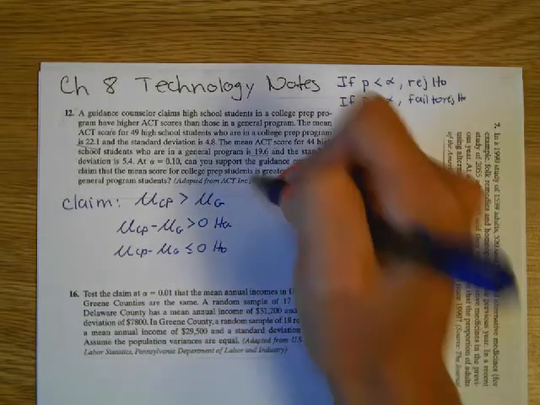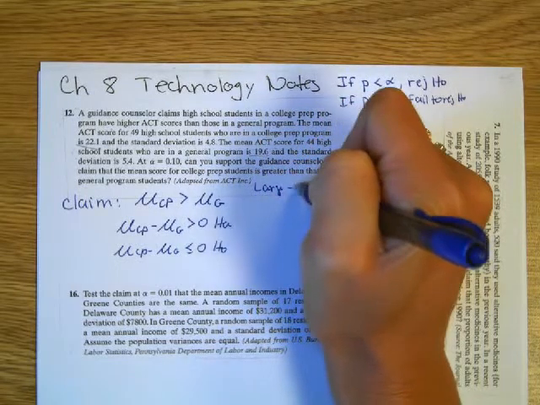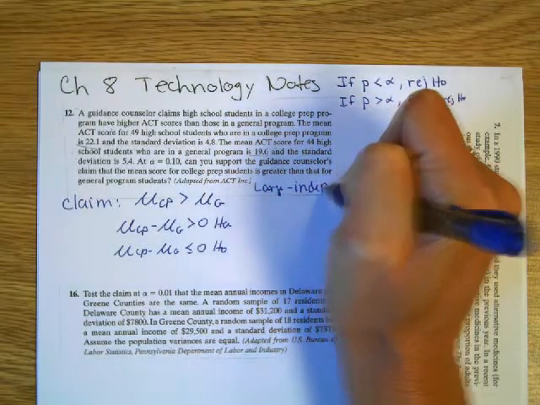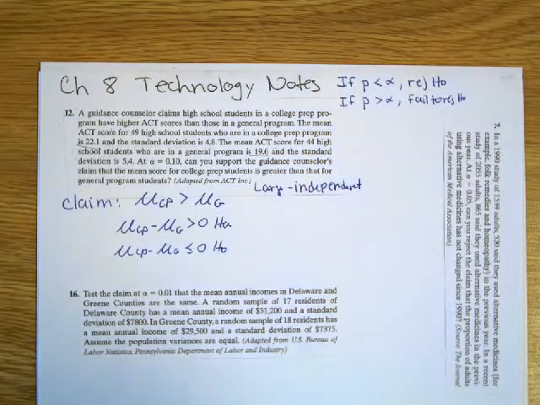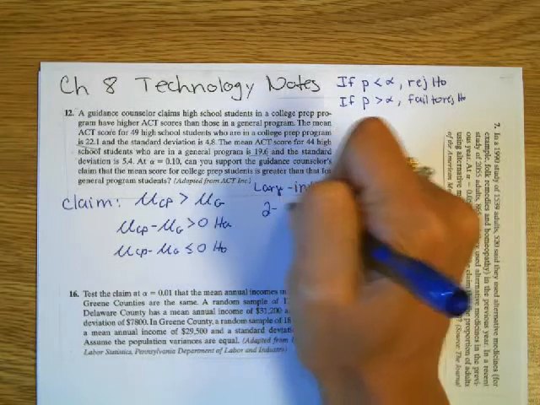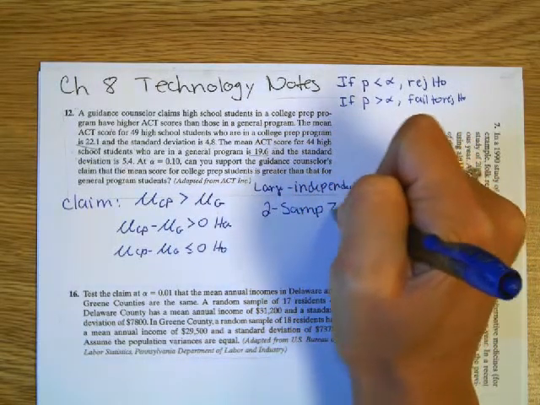So this program, because it's large, independent, the program here is going to be a 2-samp z-test.